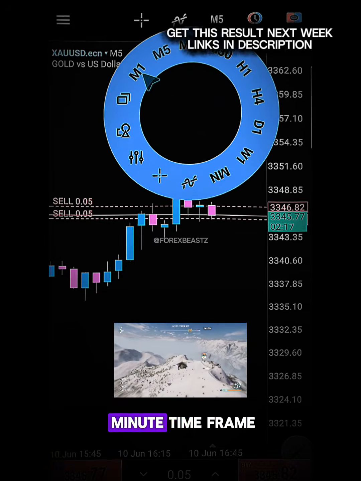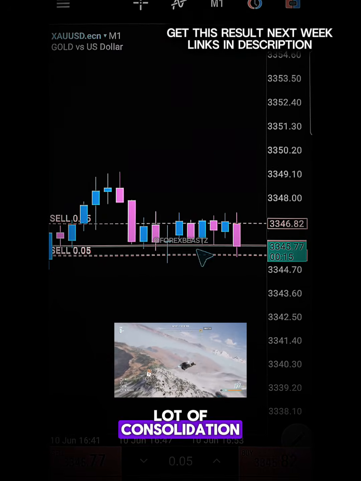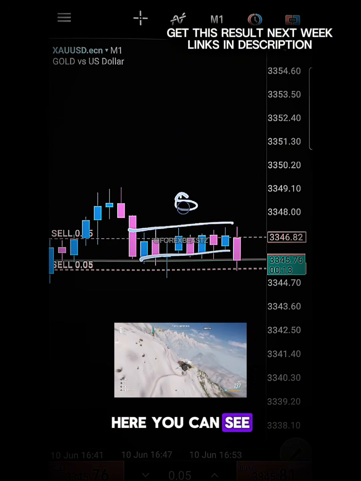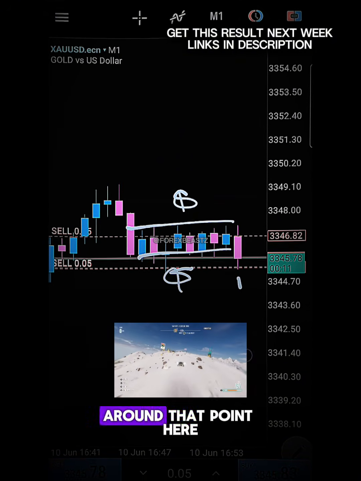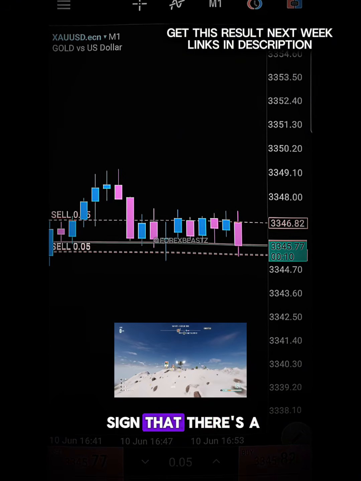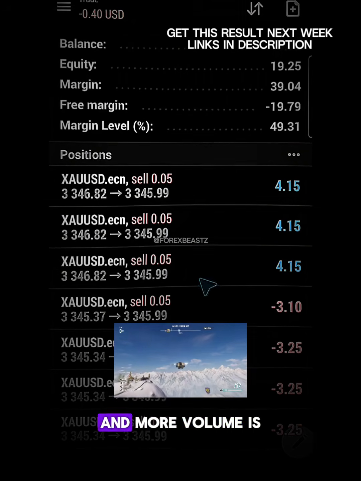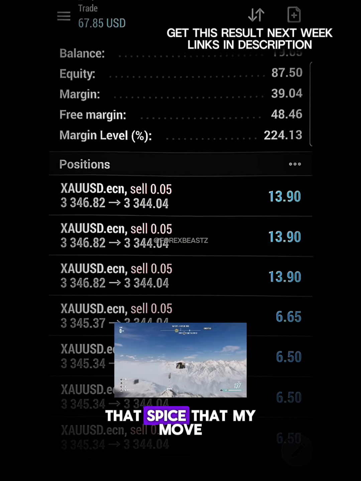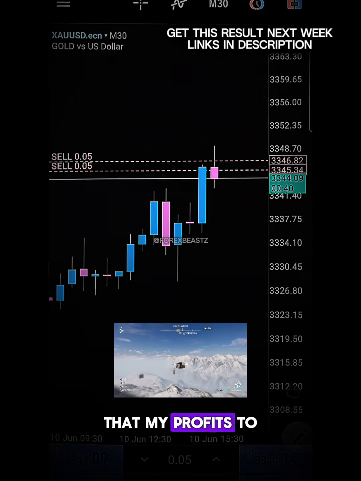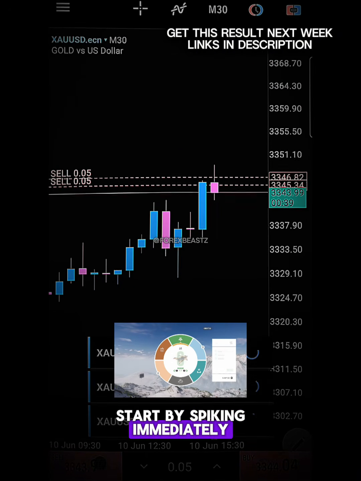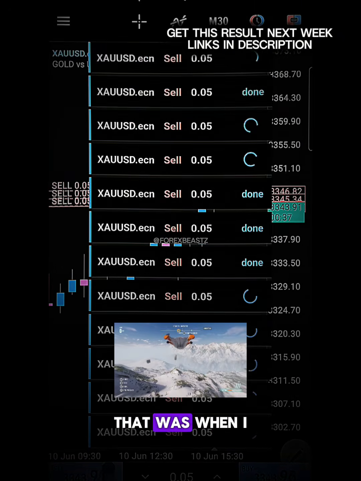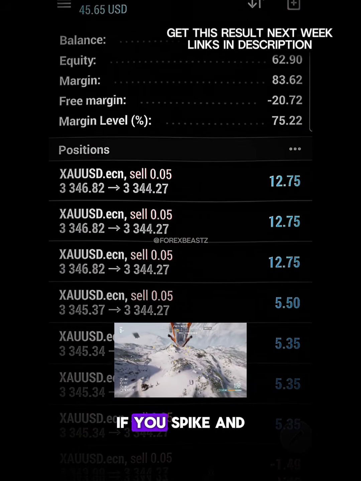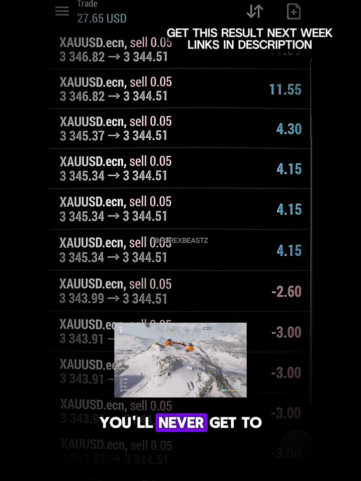And then on 1 minute time frame, there should be a lot of consolidation, or a lot of build up of orders here. You can see price was building up orders around that point, and this is a sign that there's a lot of volume, and more volume is going to kick into the market, and that's what allowed that spike, that made my profits start spiking immediately. And when it started spiking, that was when I went in again.